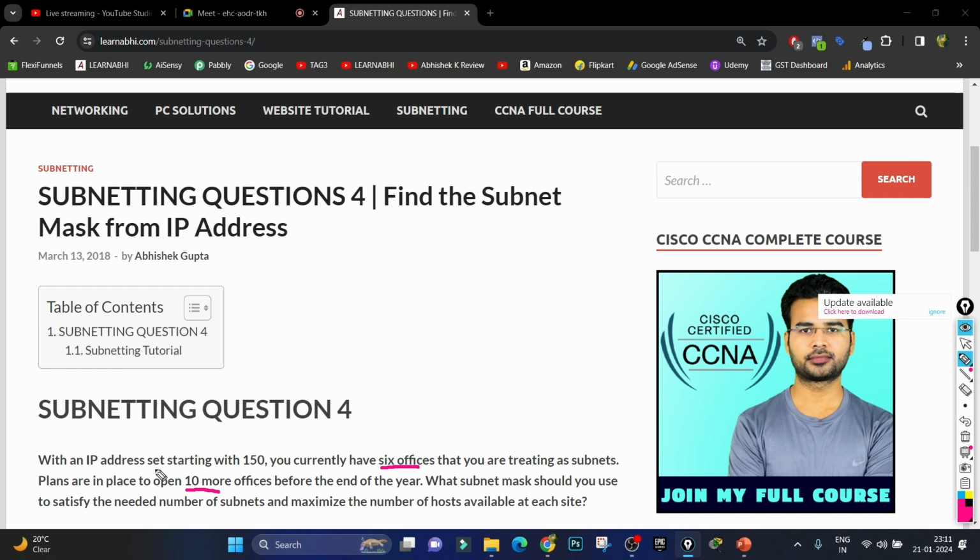It says the IP address starts with 150. Which class does 150 come under? Class B. So from the question we have found this is a class B address. And in a class B address we have to find 16 networks. Subnet means network. You have to find how you can get 16 networks. Just calculate it.